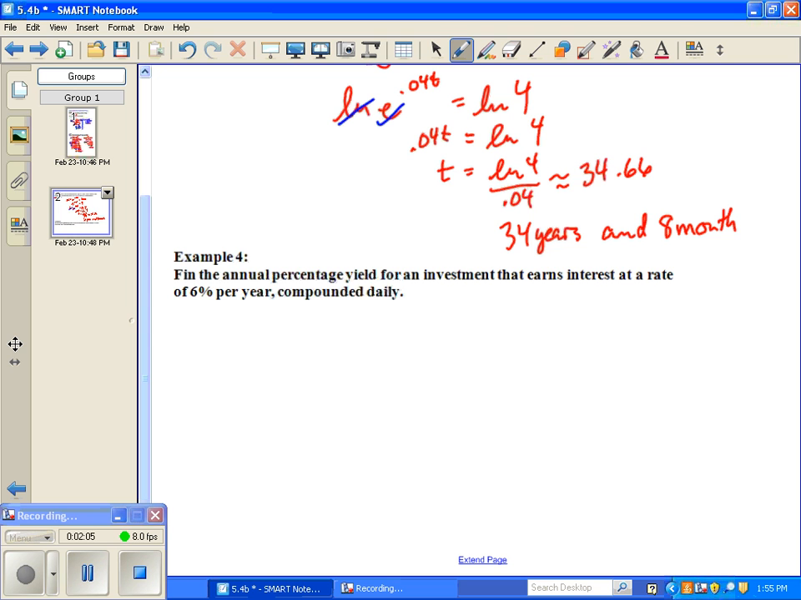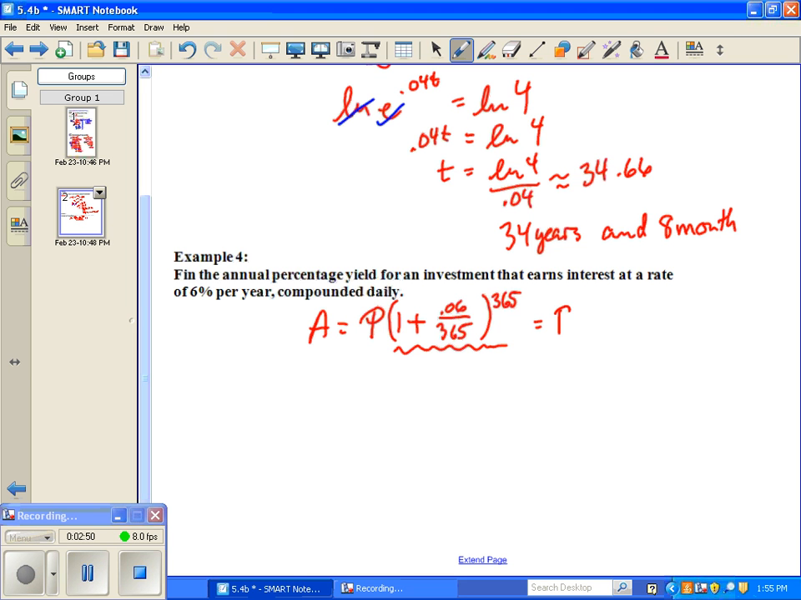So let's start with our regular formula for compound interest. So A equals P, the principal, times 1 plus 0.06 over 365, because it's compounded daily, to the 365. And we need to do this for 1 year, so times 1, so it's just 365 up there. So what I'm going to do is figure out this part right here. They didn't give us a principal amount, but to find the percentage yield, we just need to figure out what that interest part is.